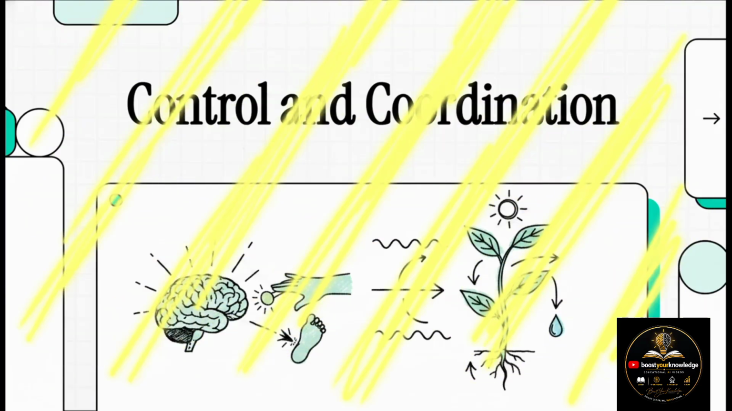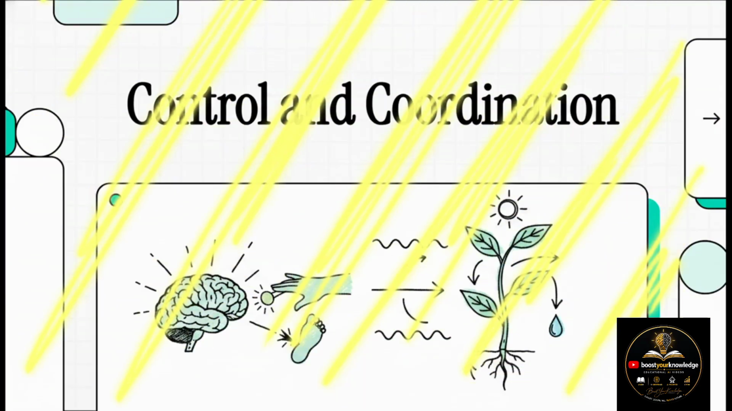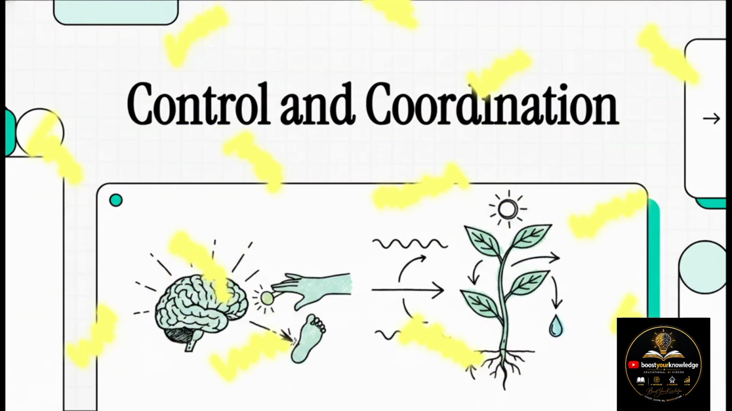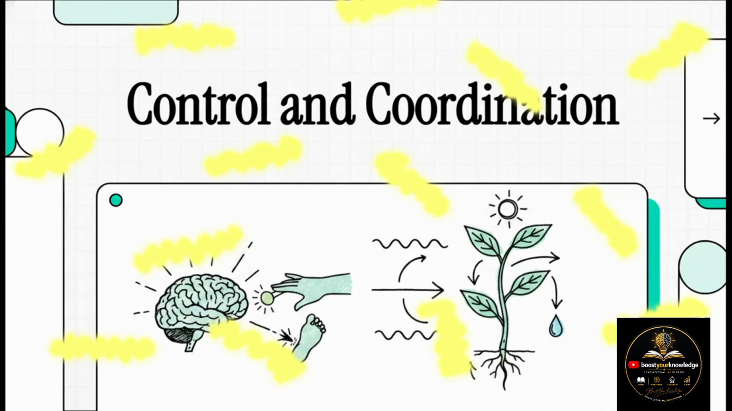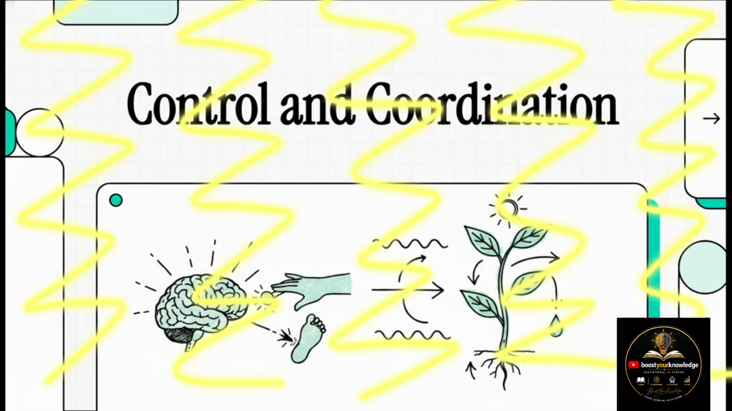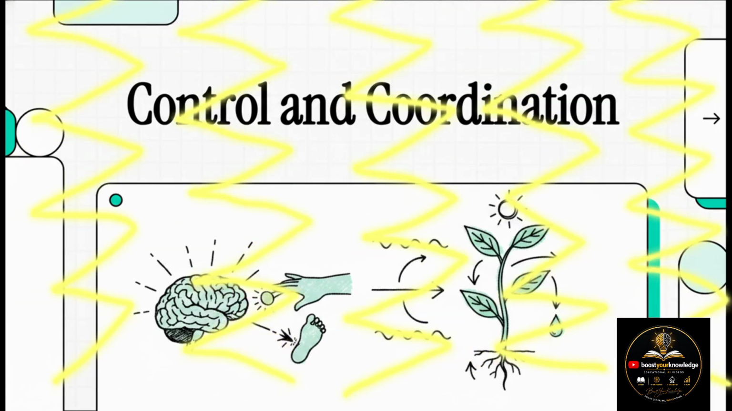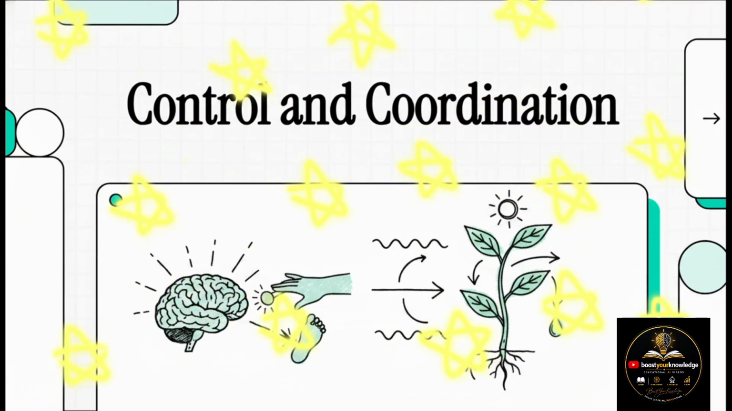Hey everyone, and welcome to today's Explainer. Today we are completely demystifying one of the absolute coolest topics in biology, control and coordination. We're going to look closely at exactly how humans and plants respond to the constantly changing environments around them. Let's get right into it.